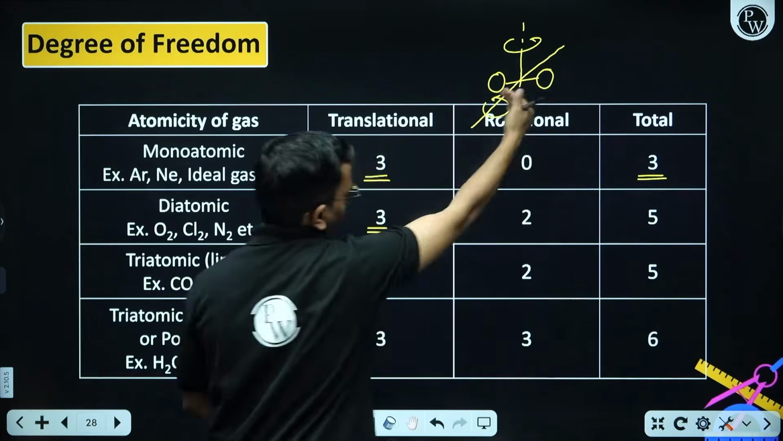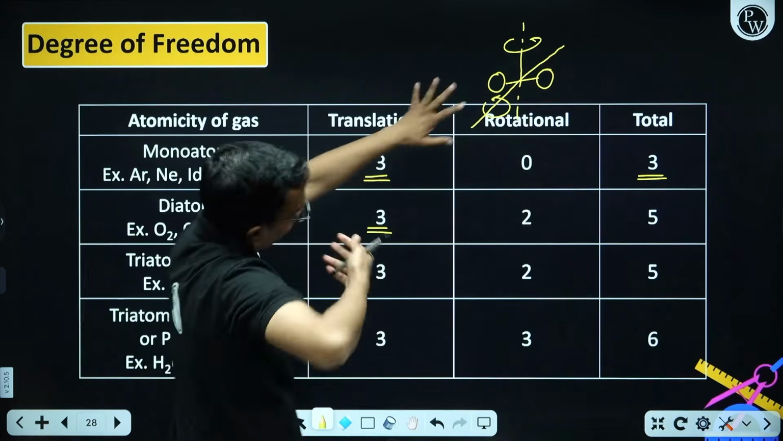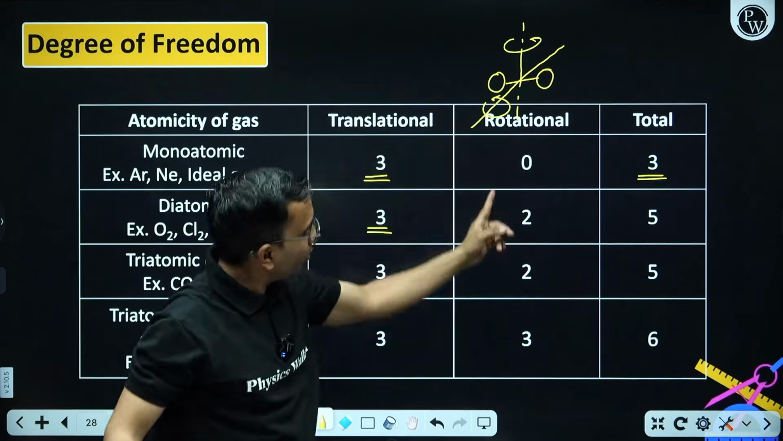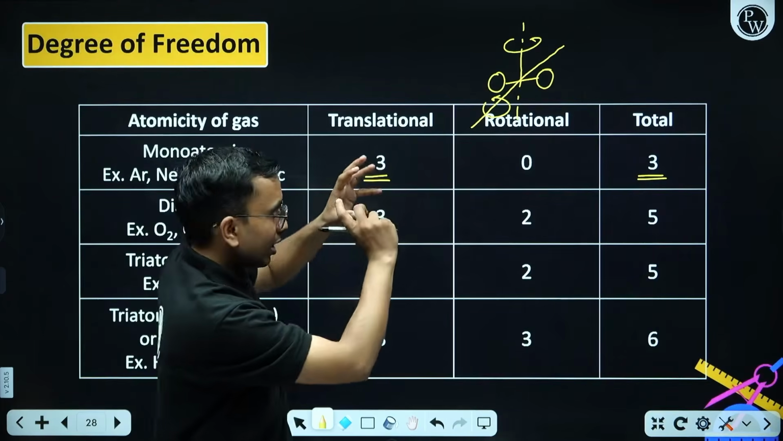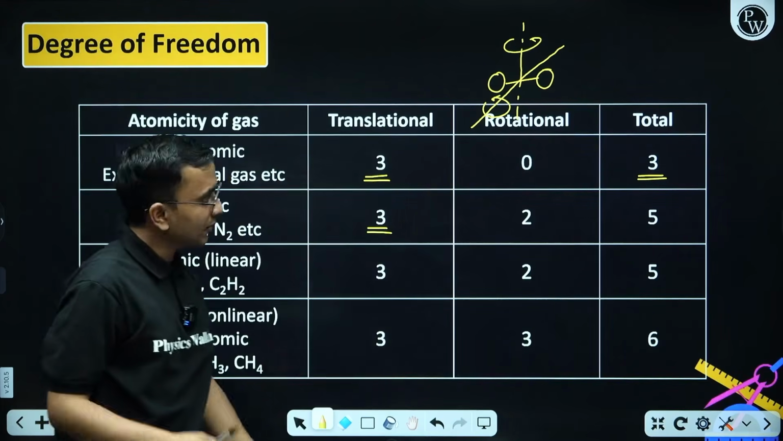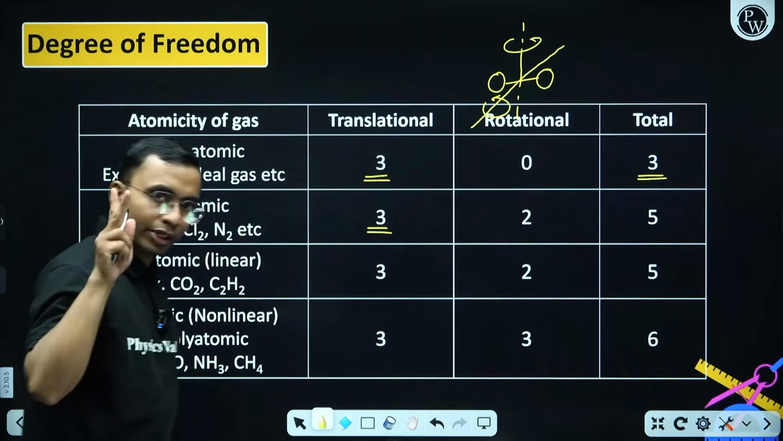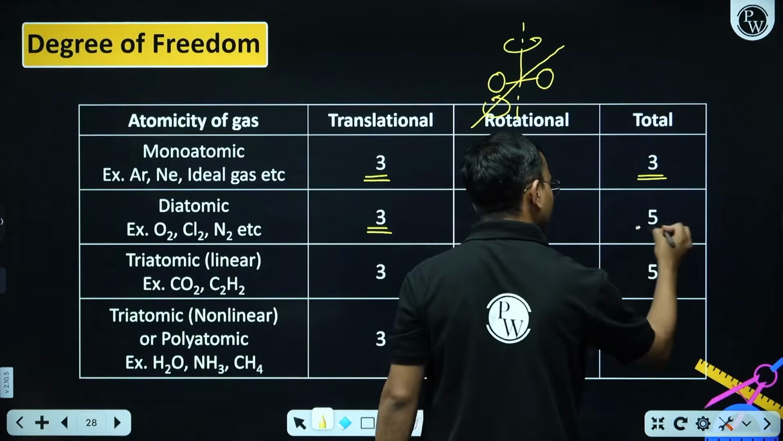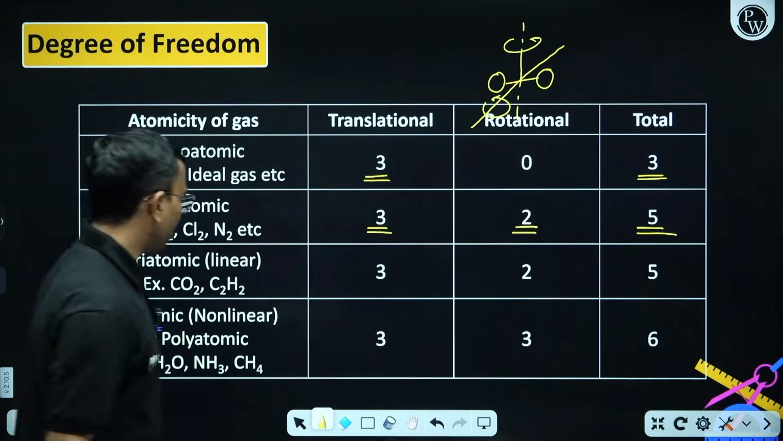This is, you can say, the axis coming out of the plane and going into the plane. About this axis it's not there. So only about this axis and only about this axis this can rotate like this. So it means there are 2 independent ways. So we are having 2 rotational degrees of freedom. So total degrees of freedom is 5 for diatomic.